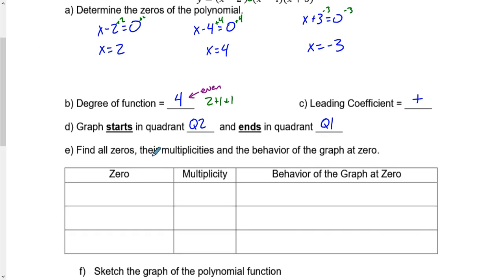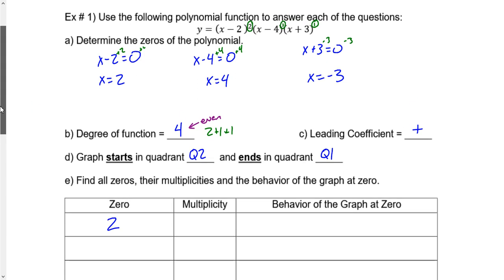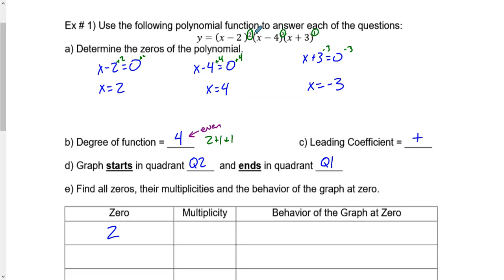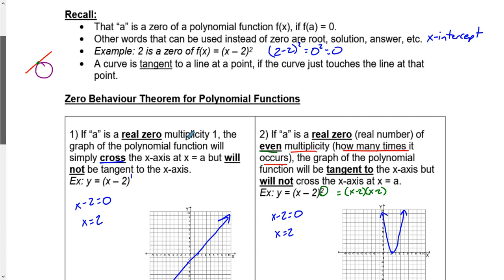So we found all of our zeros, and now we're going to talk about their multiplicities and how they're going to behave at 0. So we have a 0 of 2. Its multiplicity, in other words, is asking how many times it occurs. So this multiplicity talks about how many times it occurs. An x minus 2 occurs 2 times. And if it occurs 2 times, it means it's going to be tangent to, but will not cross.